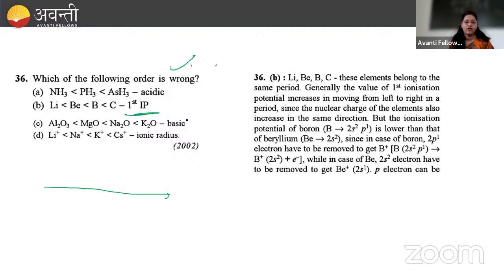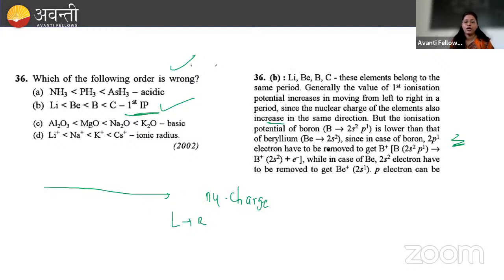But generally the value of first ionization potential increases on moving from left to right. Okay, so in a period, what is happening here? The first ionization potential should go on increasing, but here, due to the small nuclear charge, what is happening? Since the nuclear charge of these elements goes on increasing in the same direction. Nuclear charge is also increasing as we move from left to right, okay.